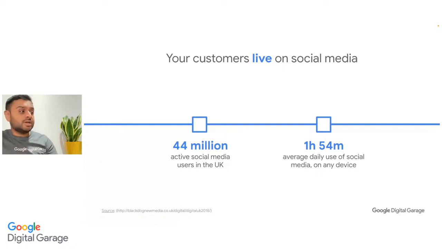You can see in the UK alone, there's 44 million active social media users. That actually equates to well over 80% of the UK's population. And you can also see here that the average daily use of social media across any device is just shy of 2 hours, just less than 2 hours, an hour and 54 minutes.